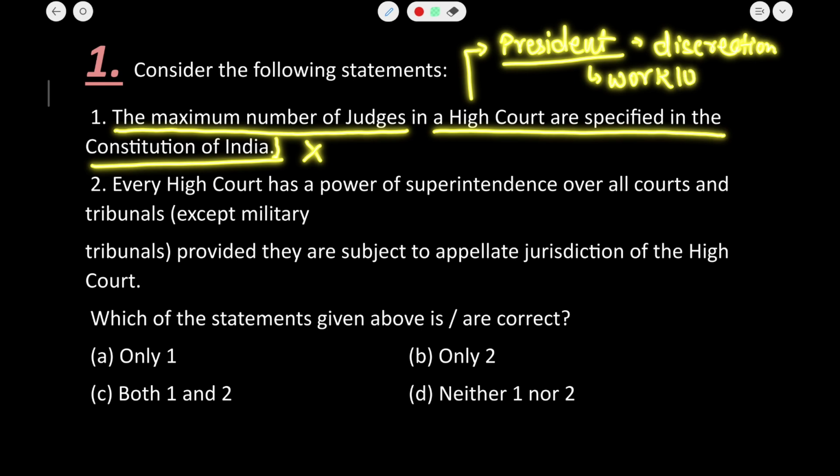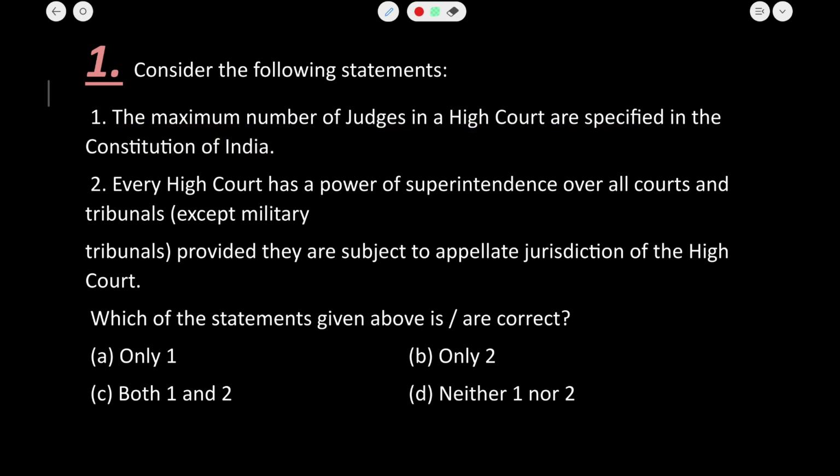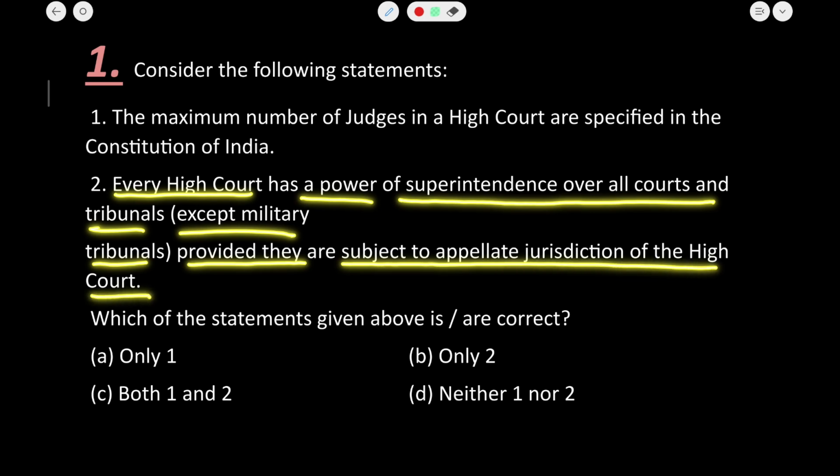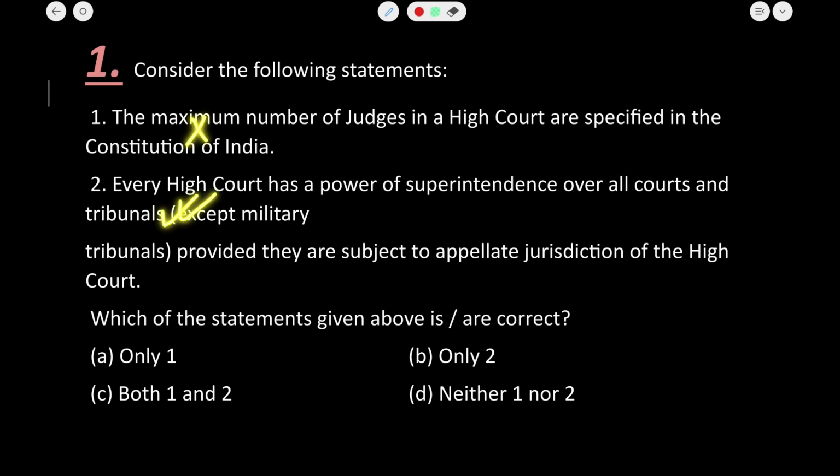This I already told you. Okay, so the first statement is absolutely incorrect here. Now the second statement is, every high court has power of superintendence over all courts and tribunals except military tribunal, provided they are subject to appellate jurisdiction of the high court. Yes, every high court has a power of superintendence but not of the military tribunal. So first statement is wrong, second is correct. So only second is the correct answer.